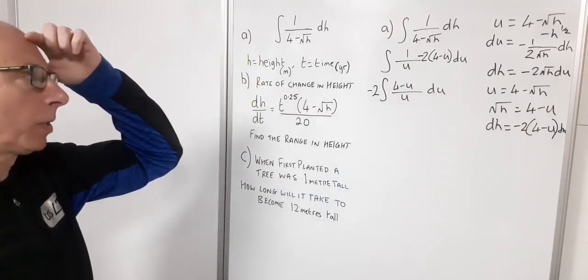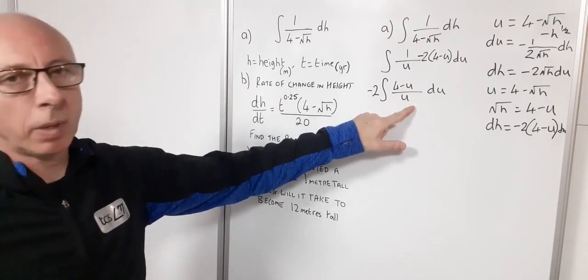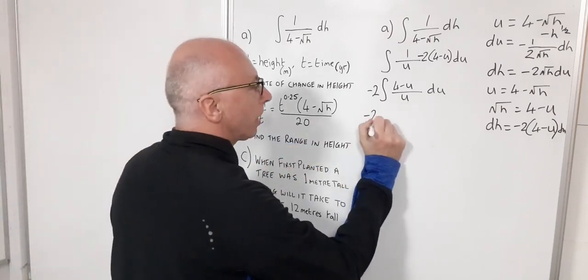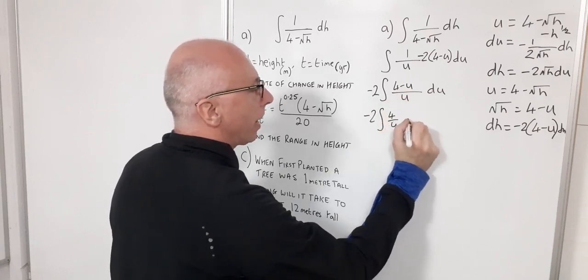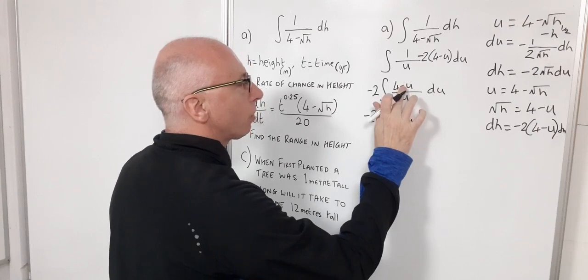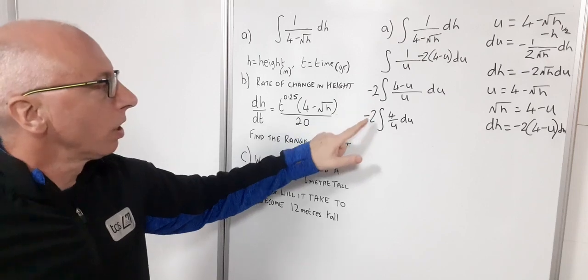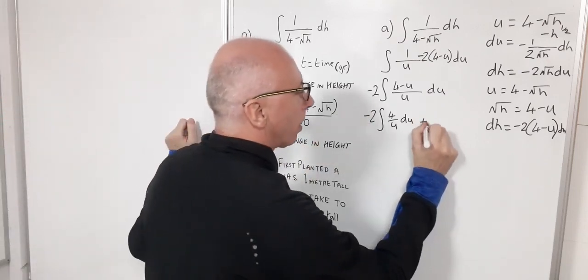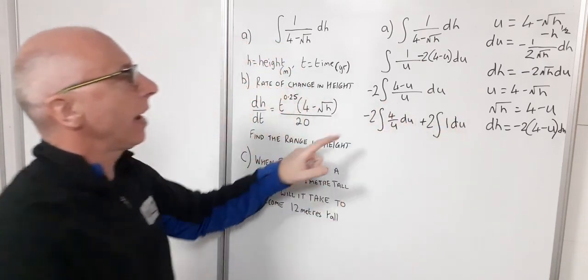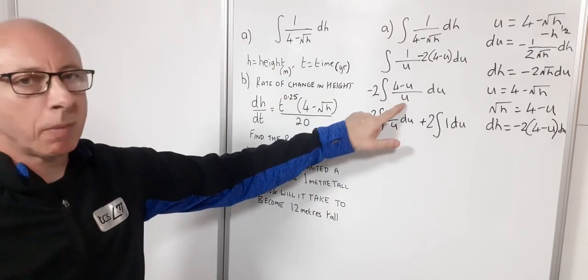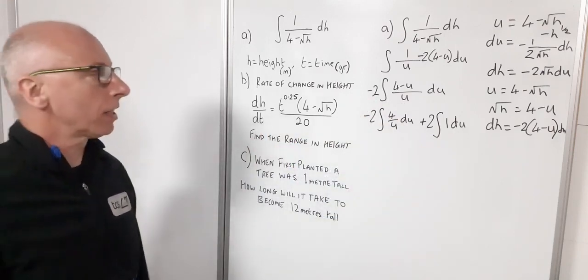Okay, now what we're going to do here? Well, best thing to do is maybe split this integral into 2 parts. So now we've got minus 2, 4 over u du, and then we could subtract another integral, but as we're going to do minus 2, we can now add 2. So add 2 times 1 du. So you see what happened there. If we're going to do minus u over u, that becomes minus 1. Minus 1 times minus 2 gives us 2, so 2 is our integral there.